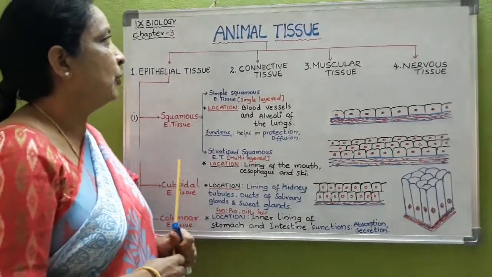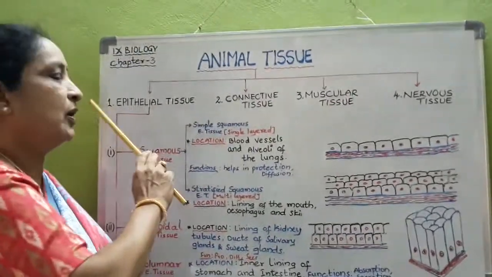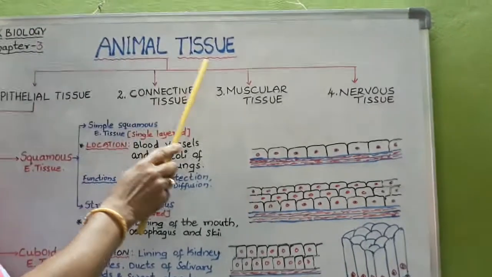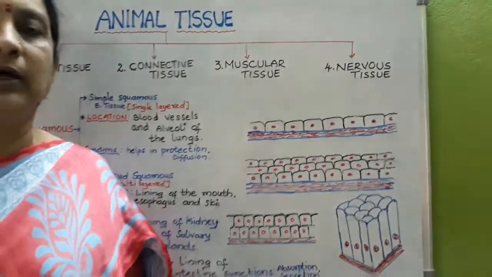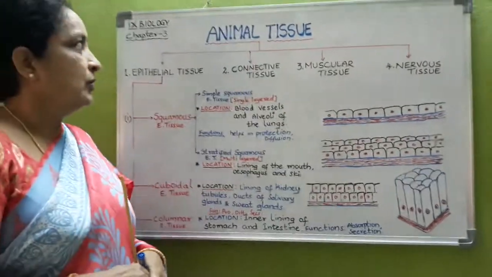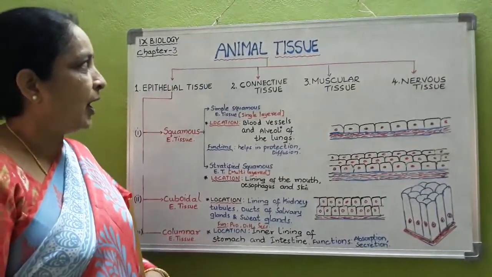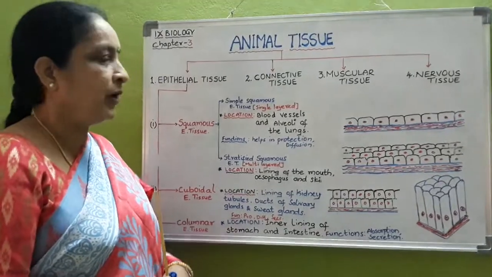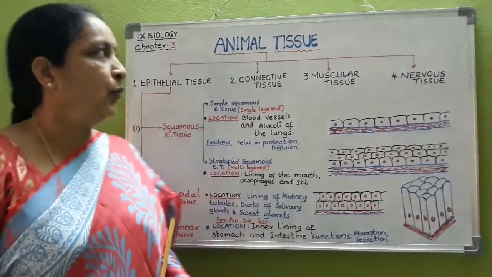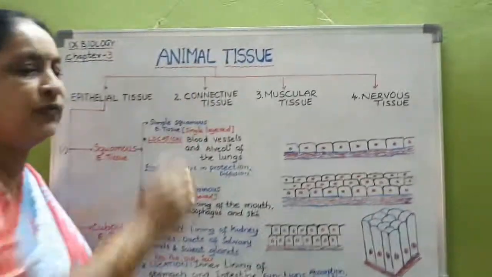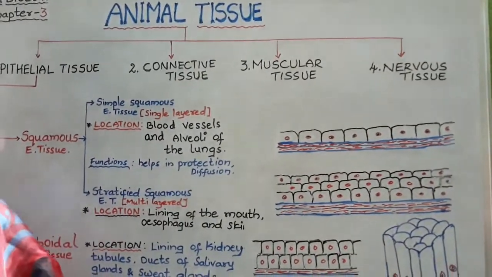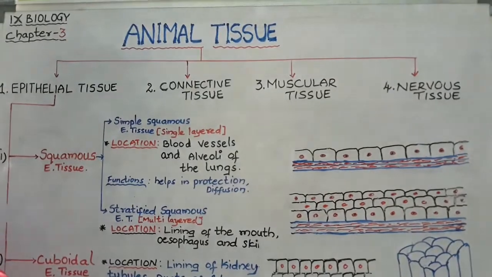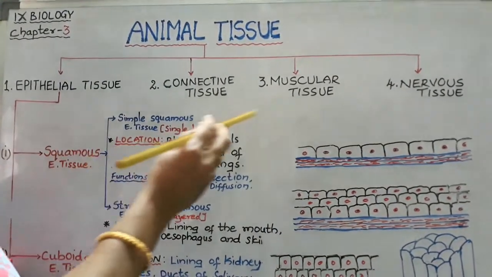Today our topic is in the 9th class Biology, 3rd chapter, Animal Tissue. In the previous lesson we learned about plant tissue. Similarly, do animals also have tissues? Yes. Why do we need these different types of tissues? To perform the different functions in our body, we need different types of tissues.